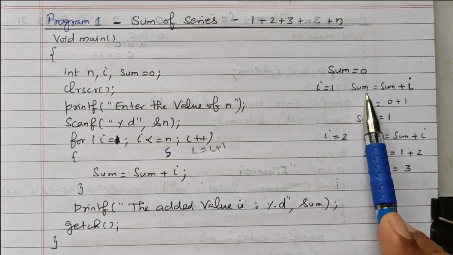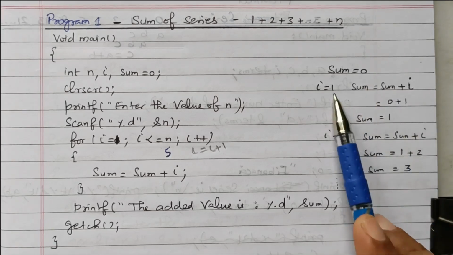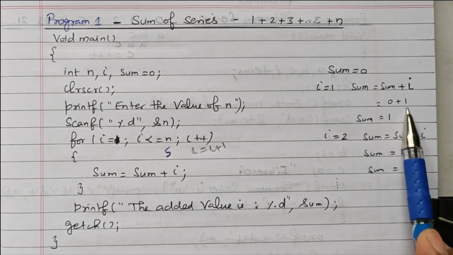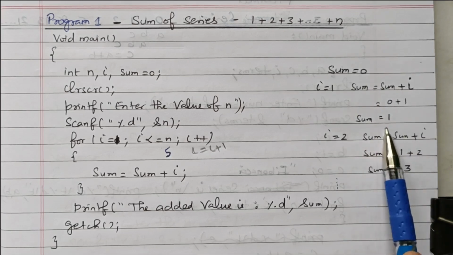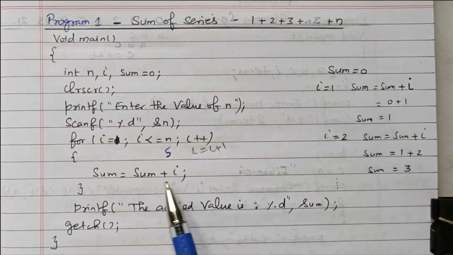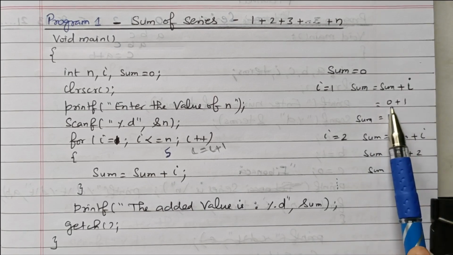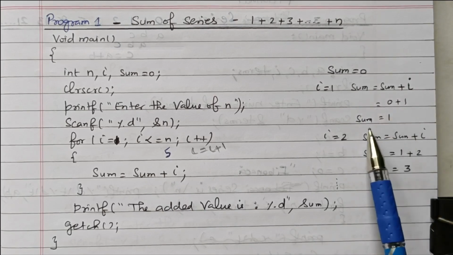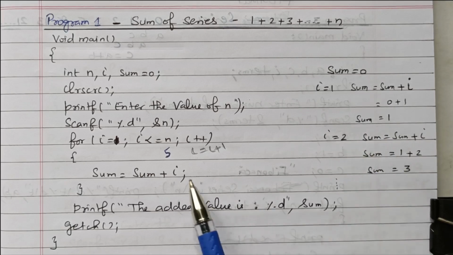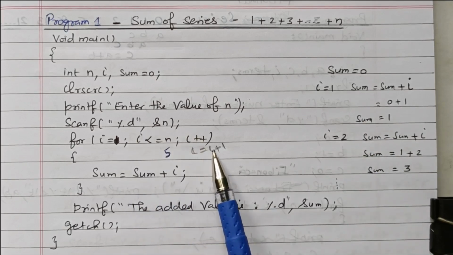What is the statement? Sum equal to sum plus i. The sum is 0, i is 1. So 0 plus 1 is 1. Now the sum value will be 1. Initially sum value is 0. After executing this statement one time, sum equal to sum plus i, sum is 0, i is 1, so 0 plus 1 becomes 1. Then it will go to the increment, i plus plus, that is i equal to i plus 1.